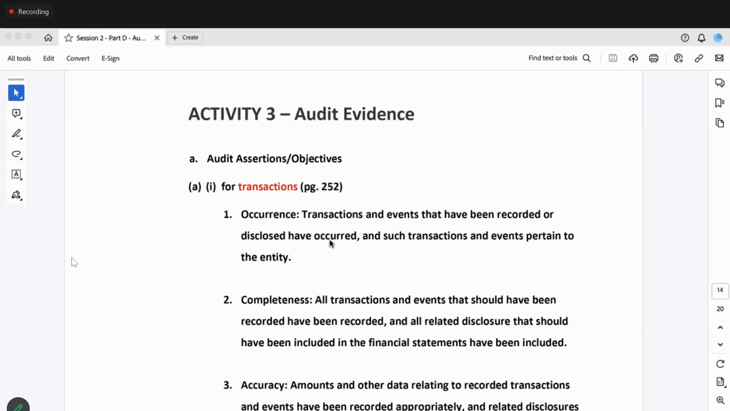Before we move on to audit procedures: the audit procedures are designed to collect audit evidence to fulfill these audit assertions. In our audit processes, sometimes it's called audit objectives, all right? So for classes of transactions, for example revenue, we collect audit evidence so that we are able to achieve these audit assertions, like occurrence. We want to ensure that the transactions and events have properly occurred, been recorded, and disclosed.